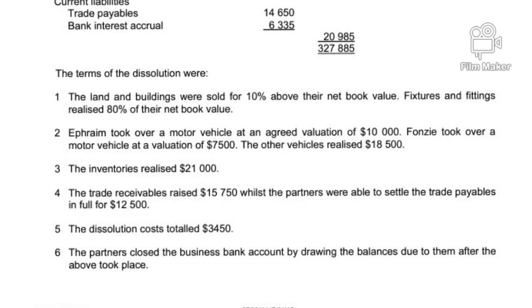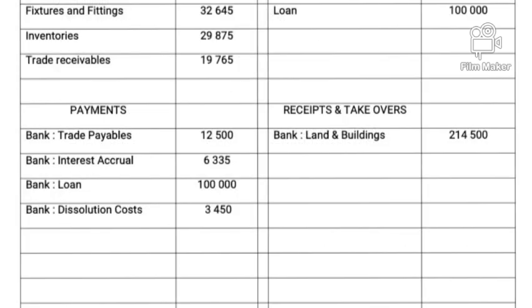Note number 1 says that land and buildings are going to be sold at 10% above their net book value, right? So 195,000 plus 10%, right? It gives you 214,500. So under receipts and takeovers, I'm going to write bank; land and buildings, then record 214,500.